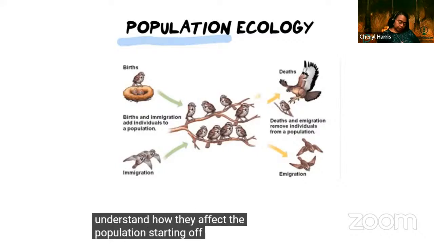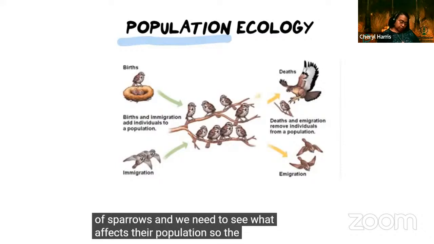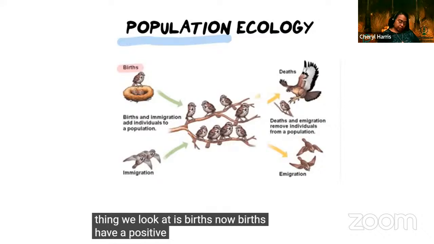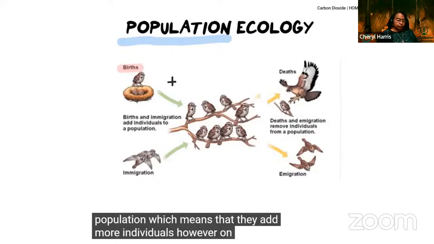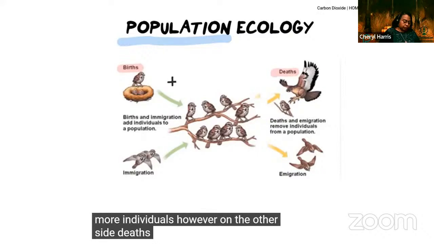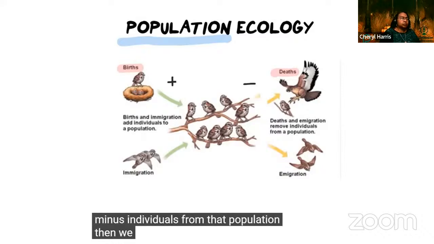Starting off with this picture here, we have a little group of small birds. Let's say they are a group of sparrows, and we need to see what affects their population. So the first thing we look at is births. Now, births have a positive influence on the population, which means that they add more individuals. However, on the other side, deaths is going to be a negative influence, and that then means that we minus individuals from that population. Then we have immigration.